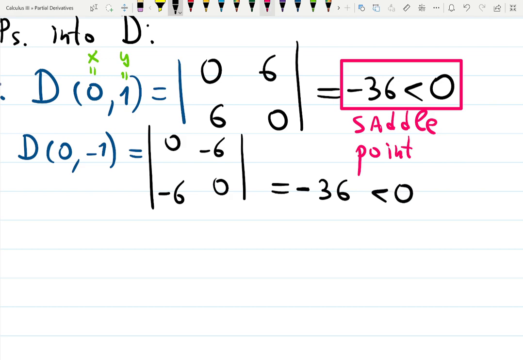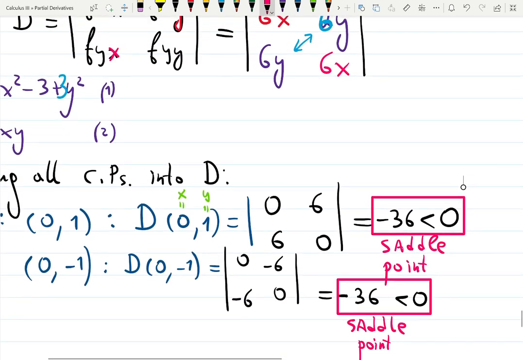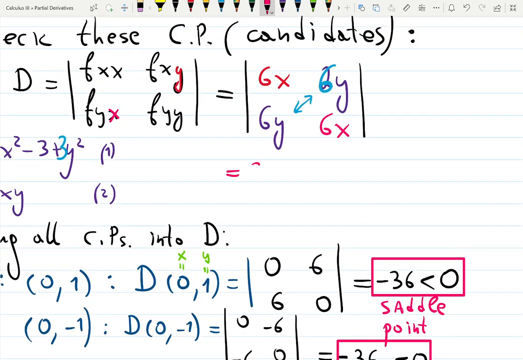I was just gonna say, if you were just to multiply it out without putting the points in, it becomes a little bit easier. I think so too. The point that he's saying is, why not just calculate it right away? 36x squared minus 36y squared. That's what I used to do.